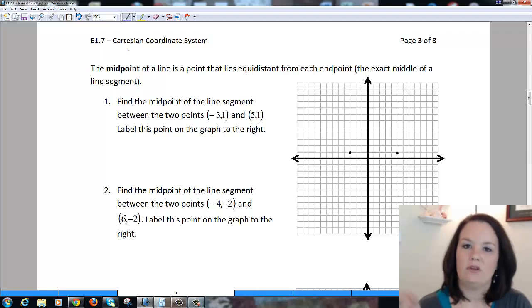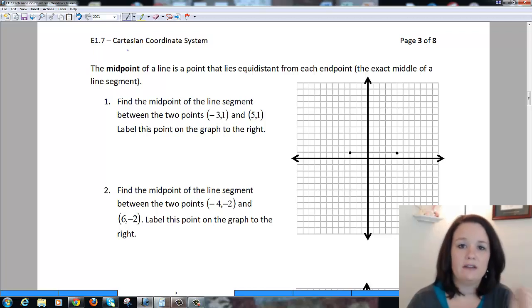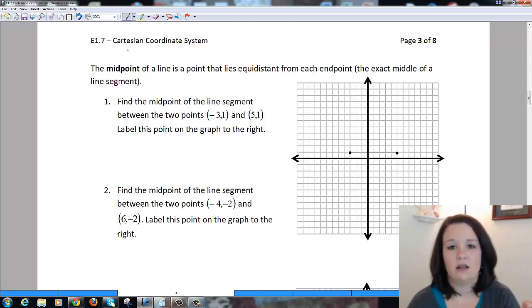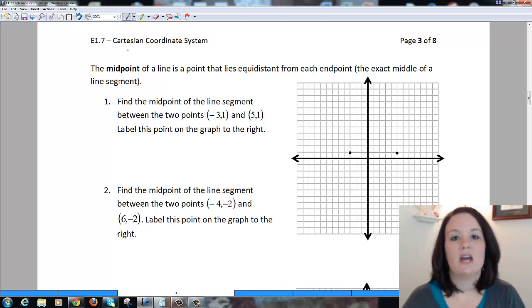Now, anytime we find the exact middle, what we're really doing is we're just averaging, right? If I have a grade of 80 and I had a grade of 100 and I want to know what's the exact grade that's in the middle of those two grades, I would do 80 plus 100 divided by 2. It's just like an average. Okay, just to show that, I'm going to go ahead and show you another way to do it.